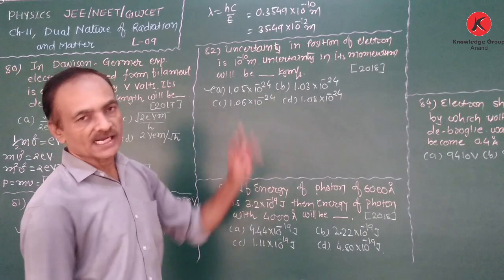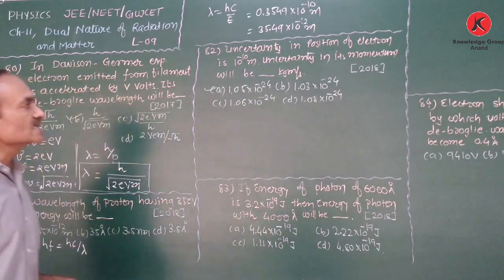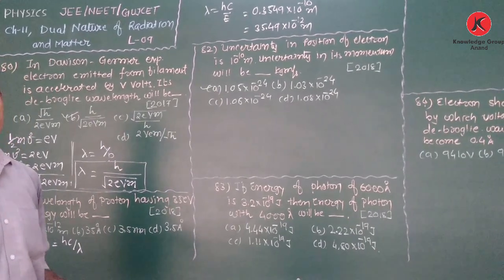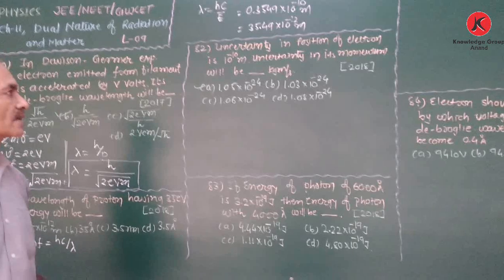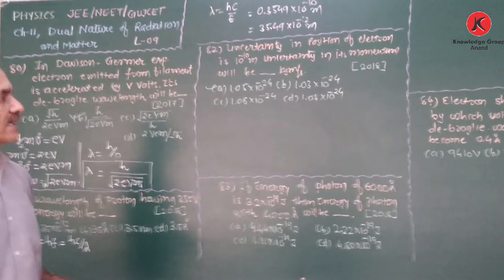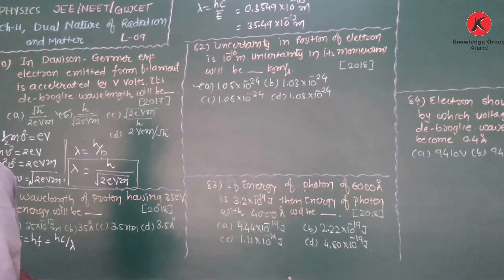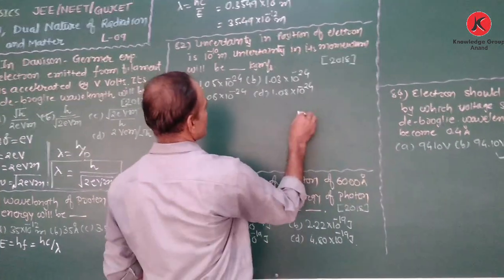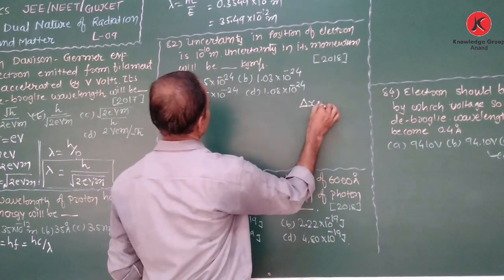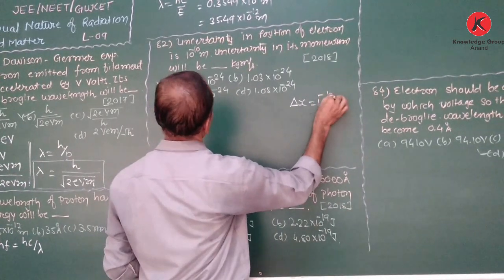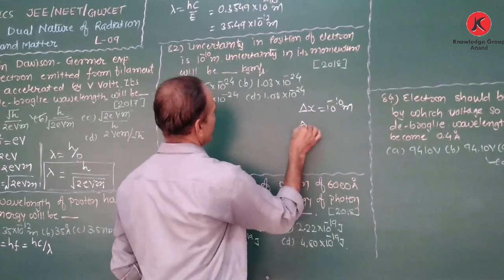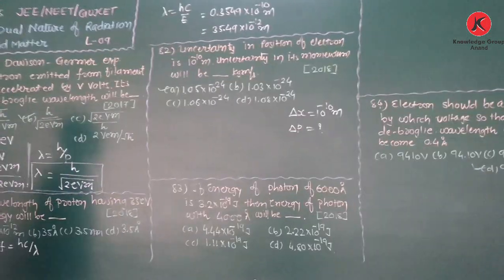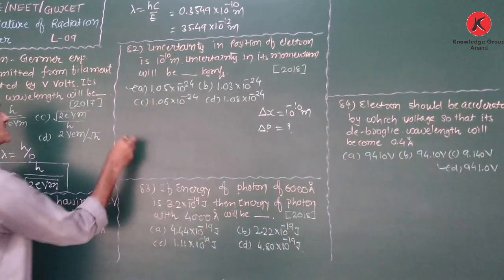Next question, asked in 2018. The uncertainty in the position of an electron is 10 to the power minus 10 meter. Now the uncertainty in its momentum will be how many kg meter per second? The uncertainty in position is given as 10 to the power minus 10 meter, and we have to find the uncertainty in momentum. So, Heisenberg's uncertainty principle.